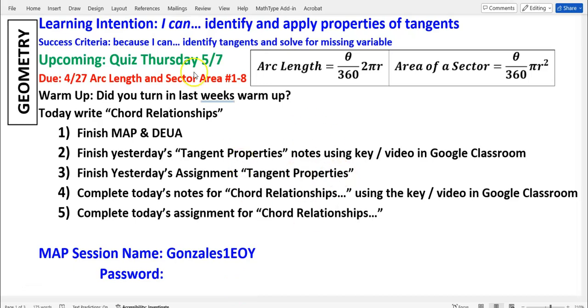Okay, so quiz Thursday. Tomorrow you're going to have time to just finish assignments, but today we're moving on to chord relationships, defined by chord relationships and arcs.